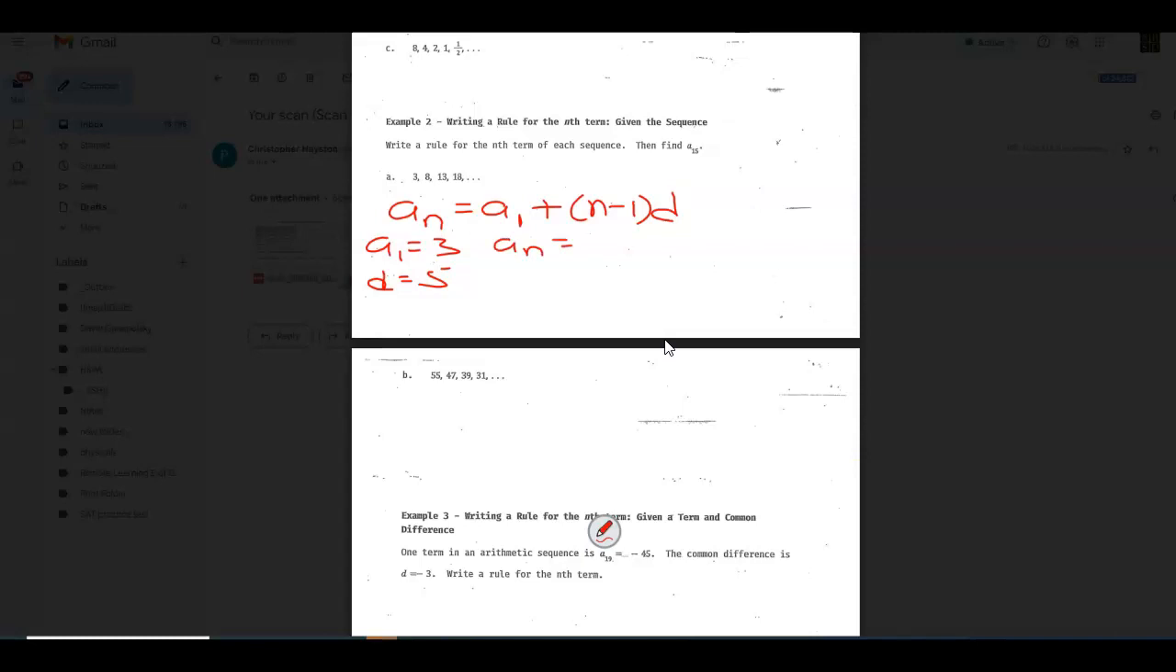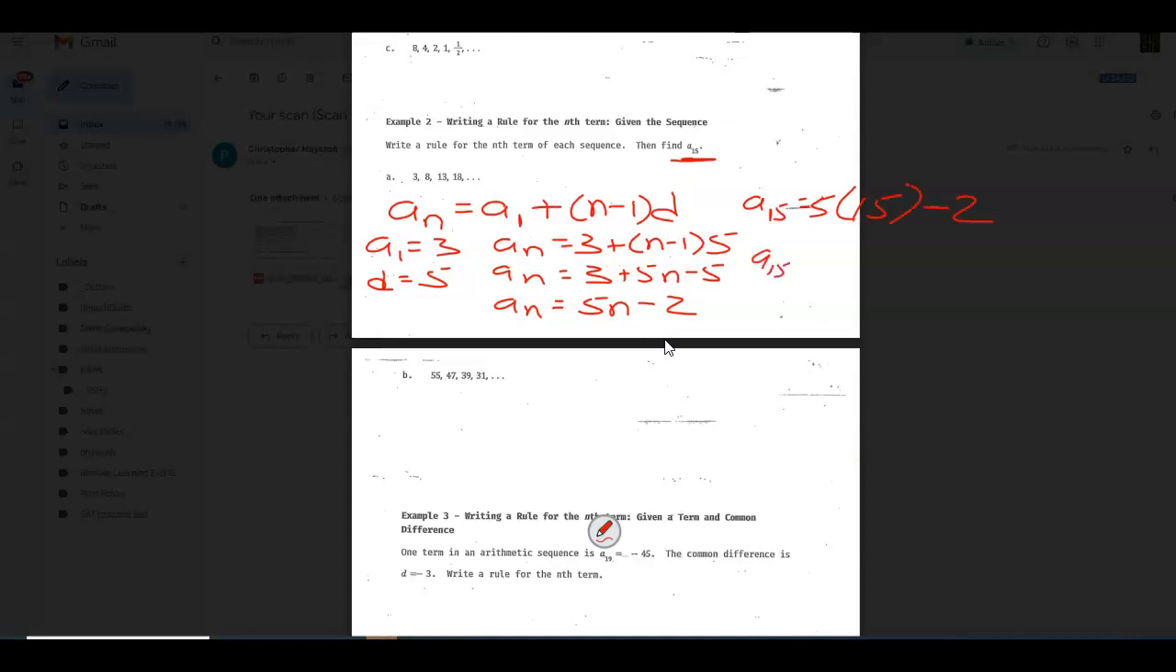So my rule ends up being 3 plus n minus 1 times 5. 3 plus 5n minus 5, and then I combine my like terms, 5n minus 2. And then when they ask for a sub 15, essentially it's this. A sub 15 equals 5 times 15 minus 2. A sub 15 is 75 minus 2, and a sub 15 is 73. These are my two answers.